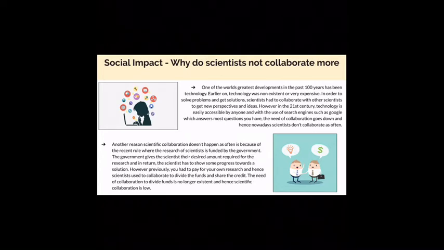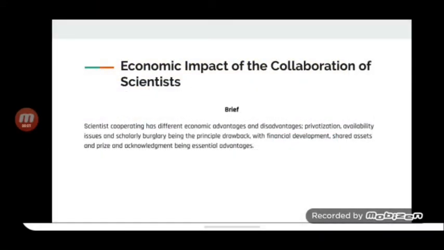Another reason scientific collaboration doesn't happen as often is because of the recent rule where the research of scientists is funded by the government. The government gives the scientists their desired amount required for the research, and in return, the scientist has to show some progress towards a solution. However, previously, you had to pay for your own research, and hence, scientists used to collaborate to divide the funds and share the credit. The need of collaboration to divide funds is no longer existent, and hence, scientific collaboration is low.